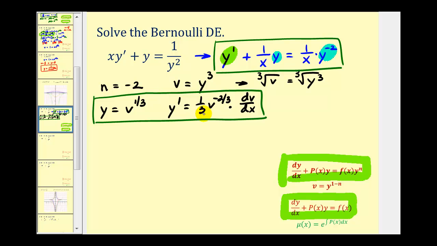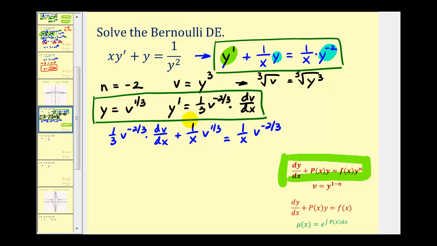So y prime is just all of this plus 1 over x times y, where y is v to the 1/3, equals 1 over x times y to the negative 2. Well, if y is v to the 1/3, v to the 1/3 to the power of negative 2 would be v to the negative 2/3. And now that we perform this substitution, this is now a linear first order differential equation.